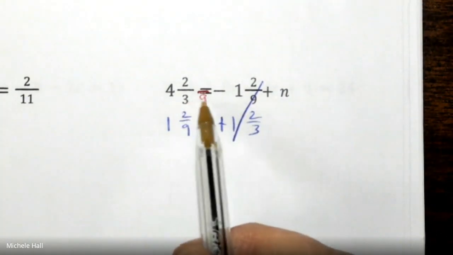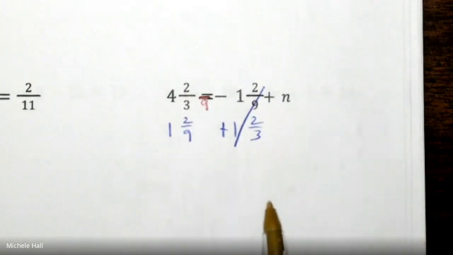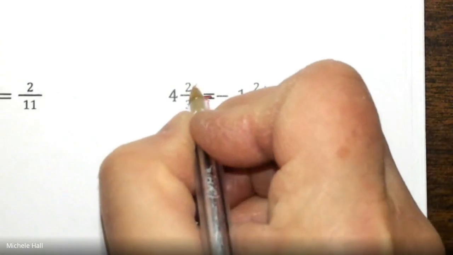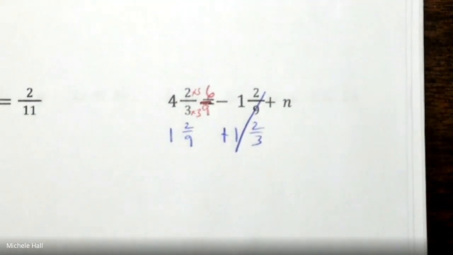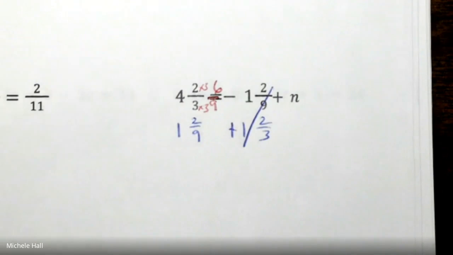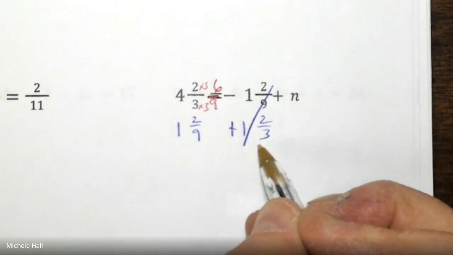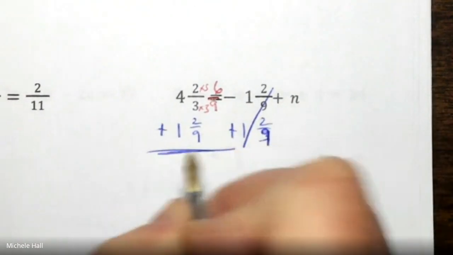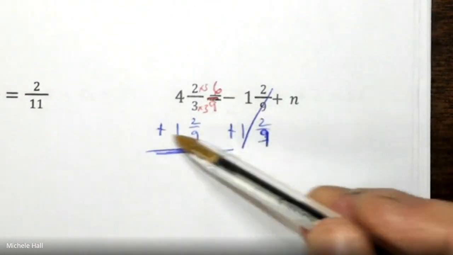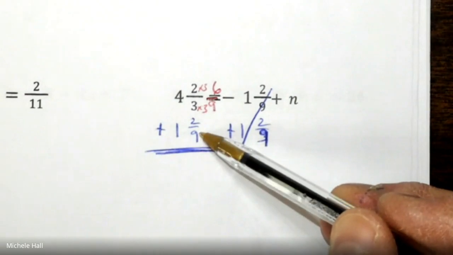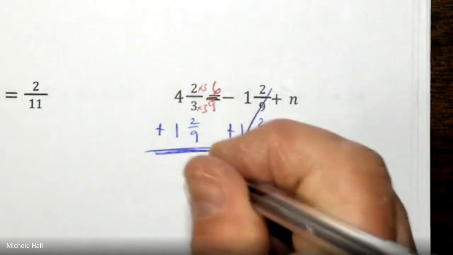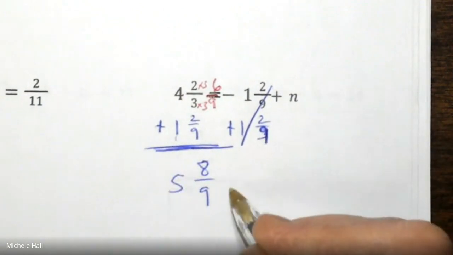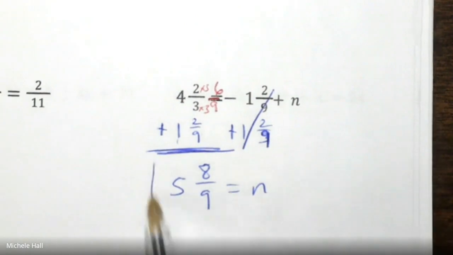So how do I change 3 to go up to 9? Because I need to do the same thing for the numerator. Very good. 3 times 3 was 9. So 2 times 3 is 6. And I forgot to put my sign. I added 1 2/9. I need to add 1 2/9. 6/9 plus 2/9. What is that? 8/9. And then 4 plus 1 is 5. We have a whole number there. My variable stays on the right.